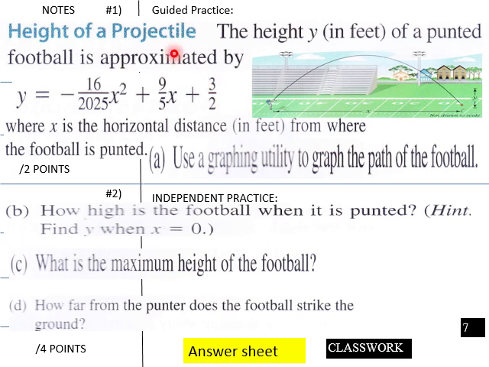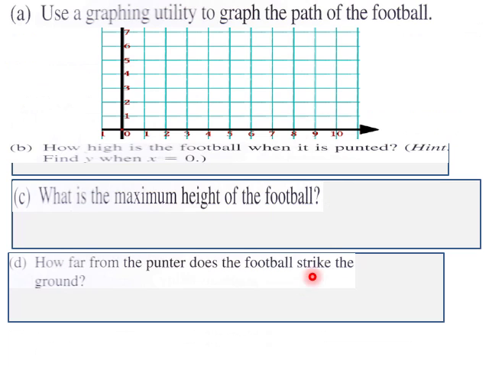Okay, we're going to try one now for our guided practice here. Height of a projectile, a football in this case. Here is our model of our parabola for the football traveling. Use a graphing utility to graph the path of the football. How high is the football when it is punted? What is the maximum height of the football? How far from the punter does the football strike the ground?